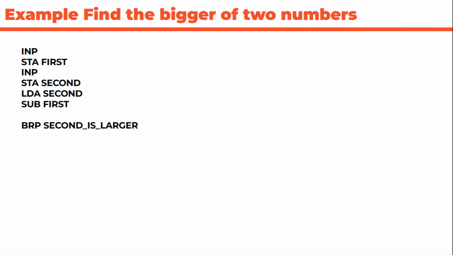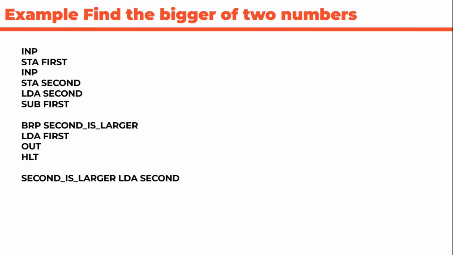So let's see this happening then. If the result of the accumulator is positive or it's 0, we will jump to second is larger and carry out the assembly language from there. However, if it's not, we move on to the next line. That next line would be load the first number, output it, and stop the program.